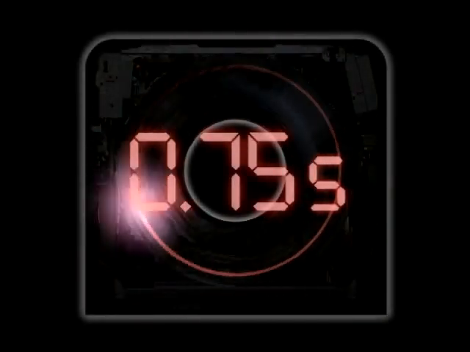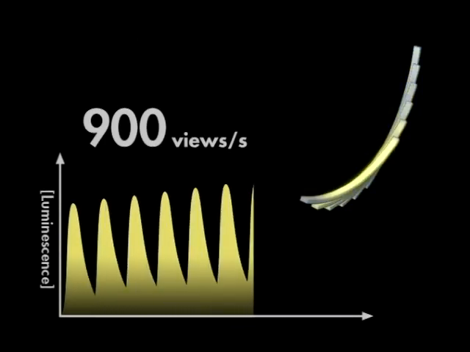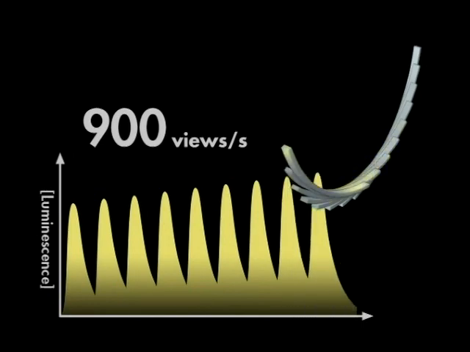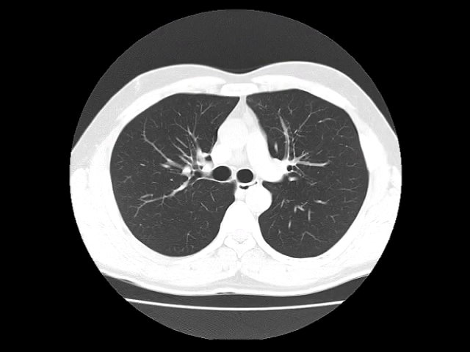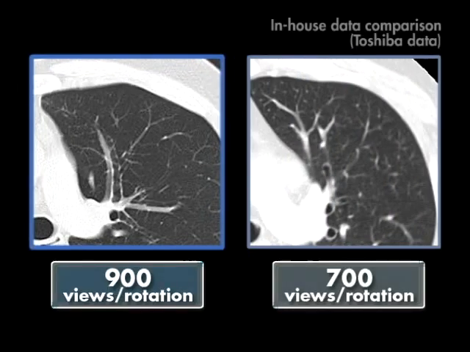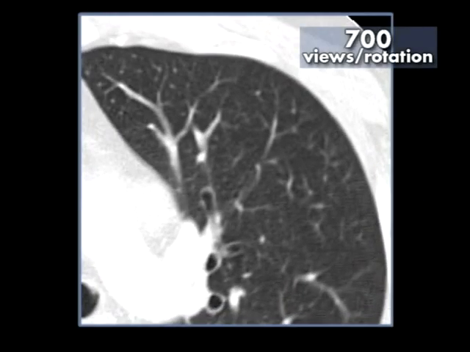In order to realize a half-second scan, most manufacturers have simply increased the rotation speed of conventional CT to 0.5 seconds, while employing the same detectors as before. With the increased speed, however, these detectors cannot keep up with the effects of afterglow and ultimately achieve only 700 views. What happens if 900 views falls to 700? This level of image quality makes routine diagnosis quite difficult.